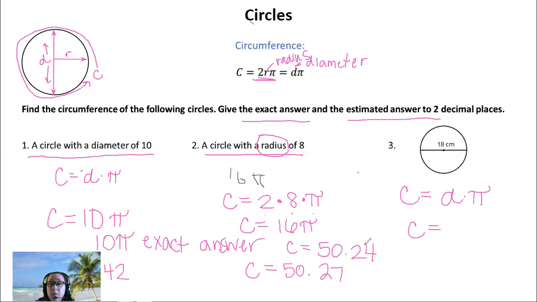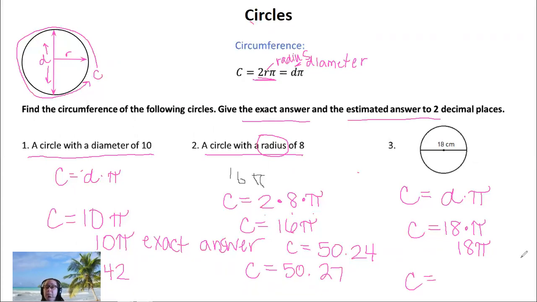What do you guys think? What would my exact answer be if I'm following the circumference equals diameter times pi? Yeah, it would be 18 pi. Very good. 18 times pi is just 18 pi. And that is the exact answer. And that might be confusing because sometimes people think the exact answer has the decimals, but no, that's actually the rounded or the estimated answer.